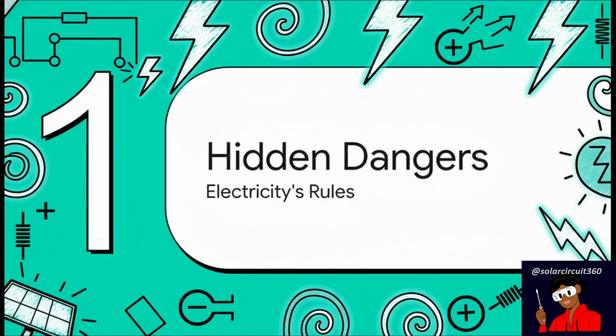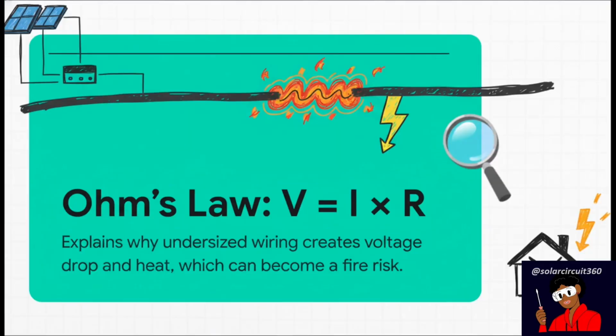All right, so before we jump into the 5 big mistakes, we've got to lay a little groundwork. We need to talk about the invisible rules of electricity that, honestly, most tutorials just gloss over. These are the fundamentals that explain why things go so wrong. First up, Ohm's law. It looks basic, right? V equals I times R. But this little formula is everything.